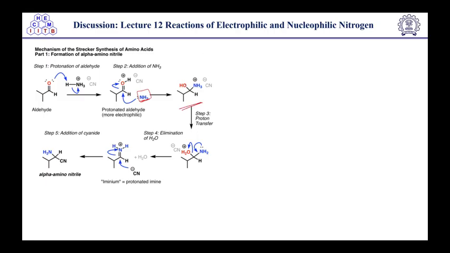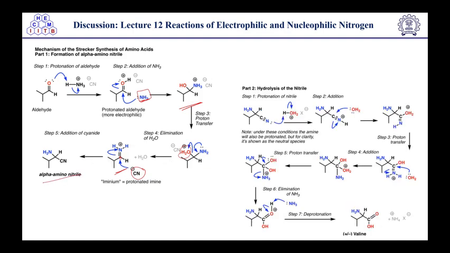After this one, proton transfer will take place. Then water is a good leaving group. It will knock out and we'll get the imine as an iminium ion, a protonated imine, right? Iminium ion. I already told you why we call it iminium ion, because it's a protonated imine. That's why it becomes iminium. Then after this one, the nitrile will attack on this electrophilic center and it will give you an alpha amino nitrile.